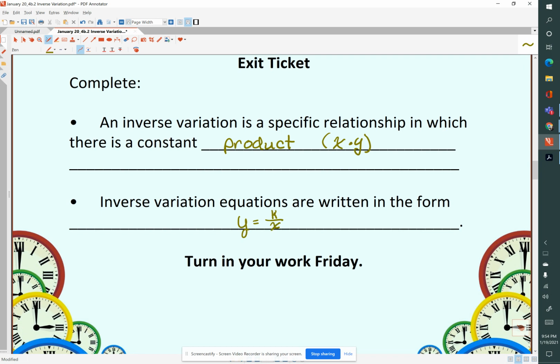So that's inverse variation. I hope you enjoyed the graphs, and I hope you will work hard, and I know you already have, but as you continue to work hard, you really build your algebra muscle, and then as far as algebra goes, you'll be really great.